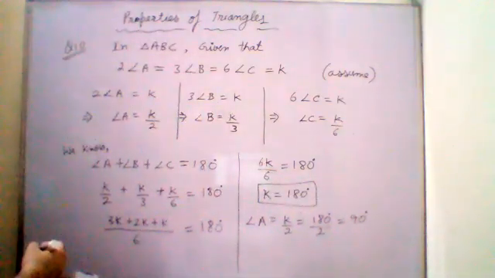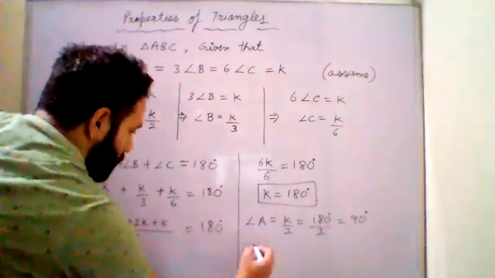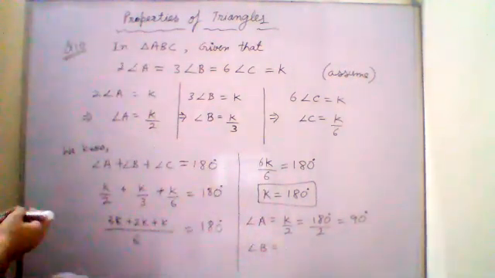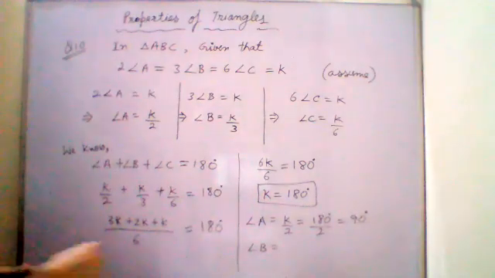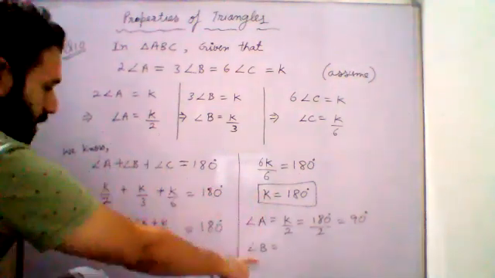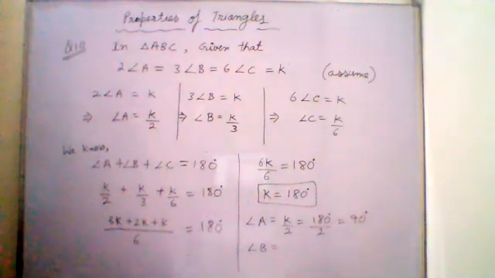Similarly, you can find the values of angle B and angle C also. All of you do this on your own. I have already found the value of angle A. Sir, angle B is 60 degrees, angle C is 30 degrees. Correct. So all of you find angle B and angle C.